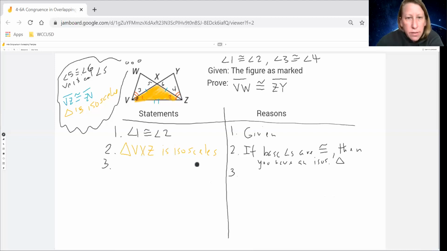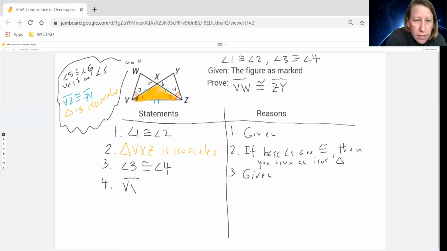Okay, so we have an isosceles triangle. Now I'm going to go get angle 3 and angle 4. So angle 3 is congruent to angle 4. Okay, that was also given to me in the markings. Okay, and now I'm going to go grab the sides. So line segment VX is congruent to line segment ZX. And the reason for that is the definition of isosceles triangle.